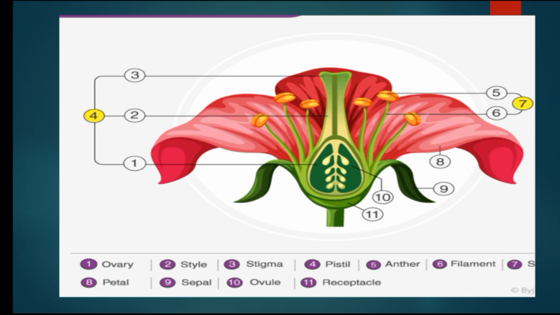So whatever free carpels are present in the different flowers, there may be one to many carpels. A flower with two carpels is known as a bicarpellary flower. If it has three carpels, that is known as tricarpellary. And if some flowers have many carpels, that condition is known as polycarpellary ovary.